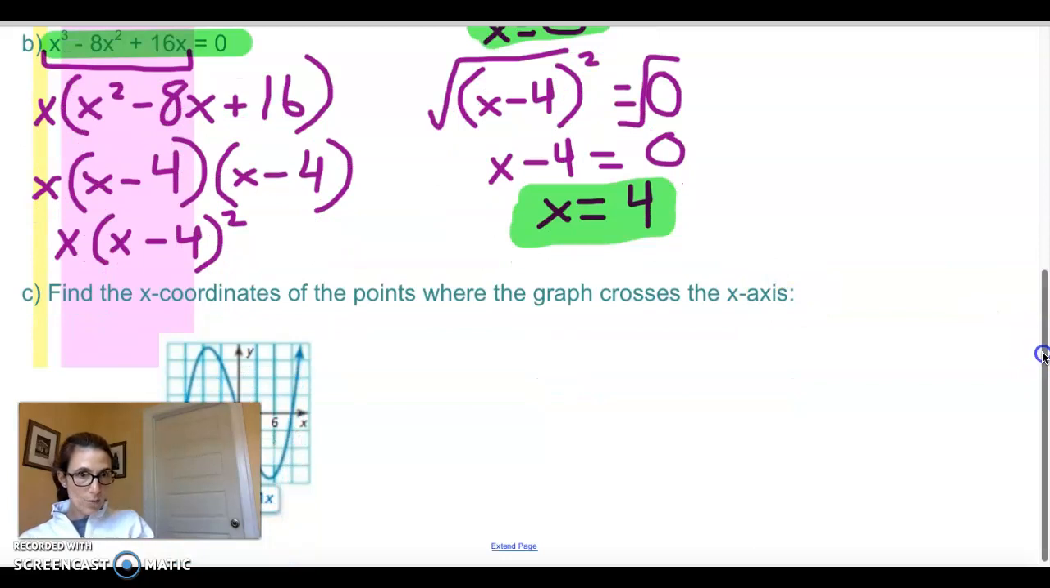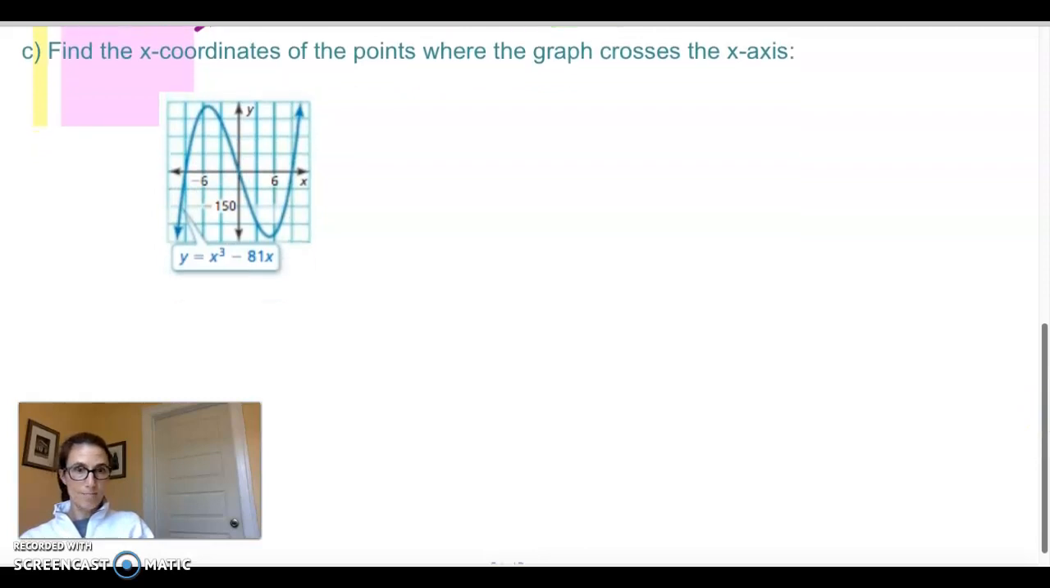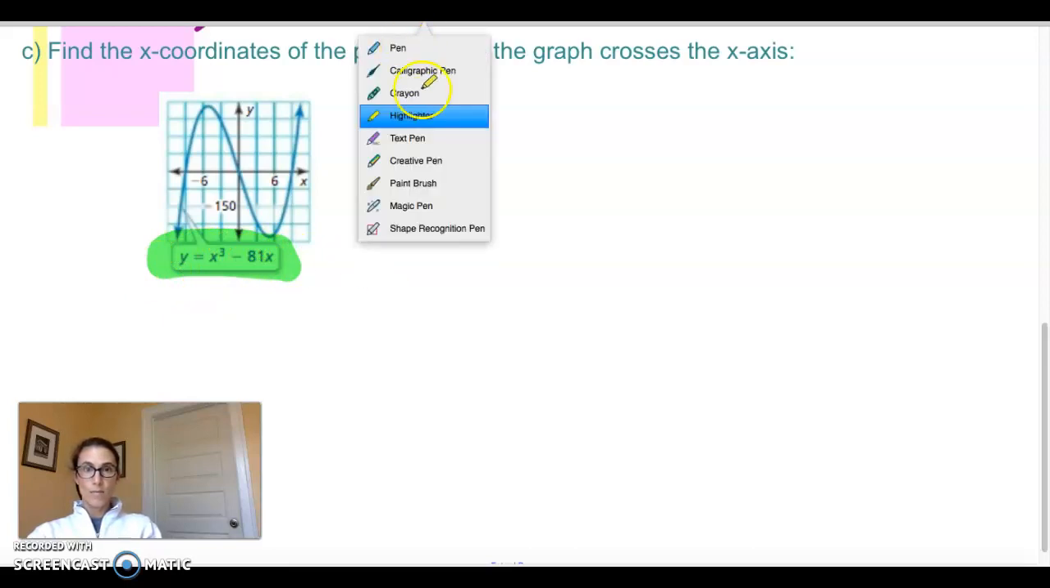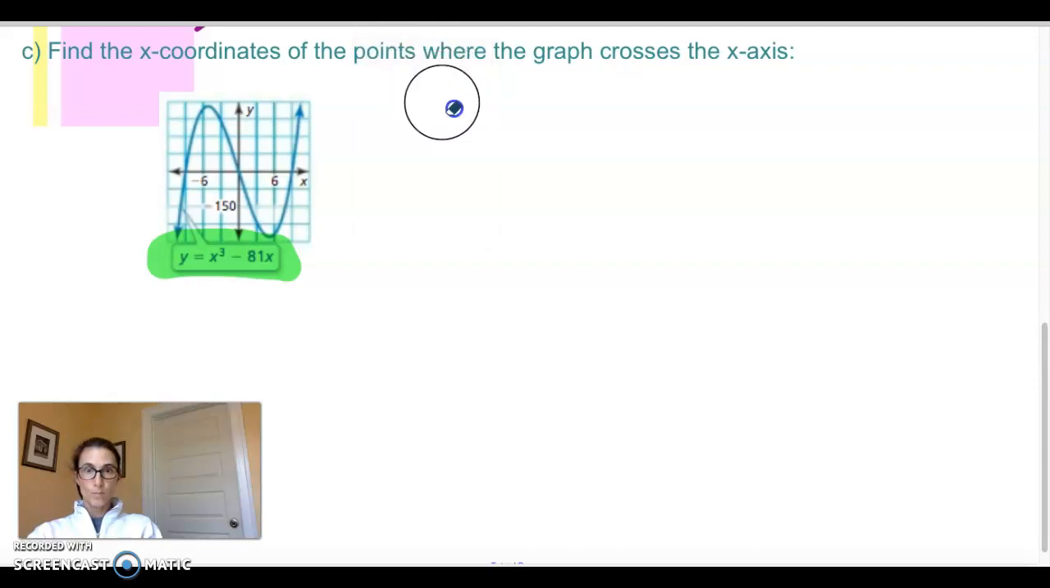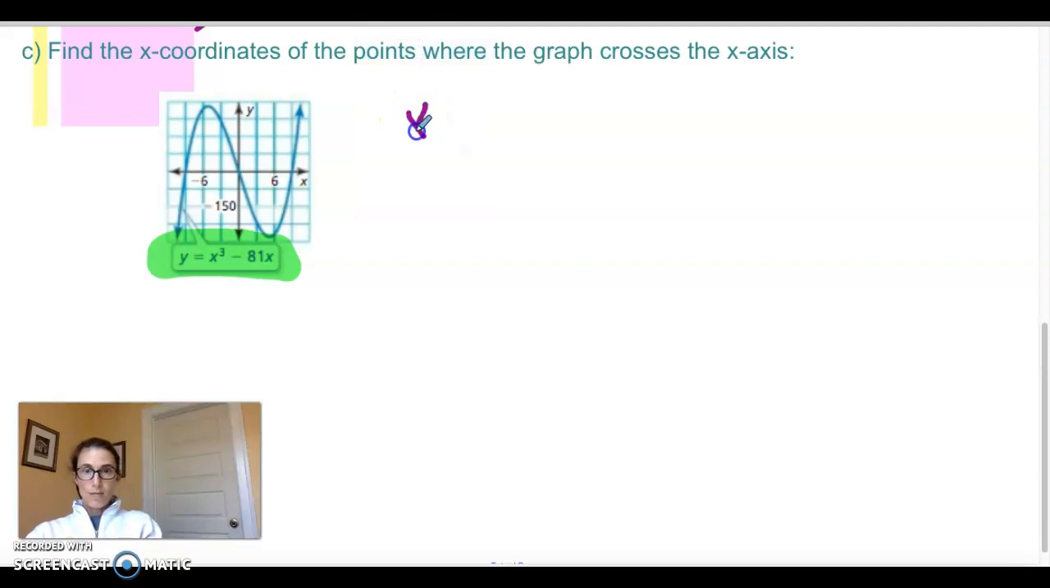All right. So one other way the SAT could possibly ask you to solve for the zeros or the solutions of an equation would be if you're given a graph. What we're actually going to do is take a look at the factored form of this equation. So let's do that. Oh, I don't want my highlighter, I want a pen. And let's say we have x cubed minus 81x.